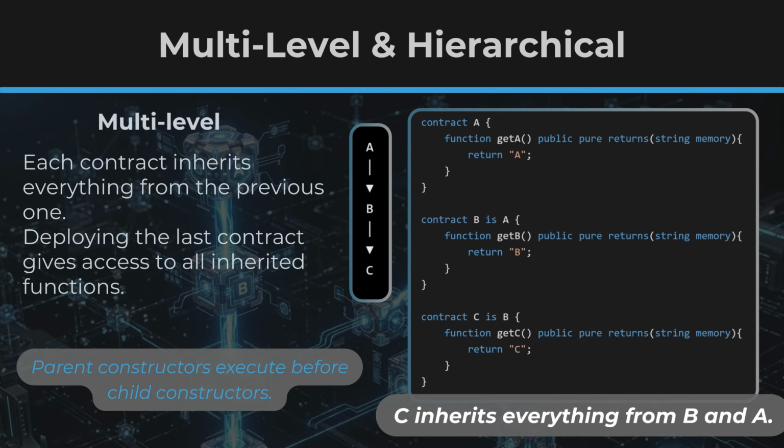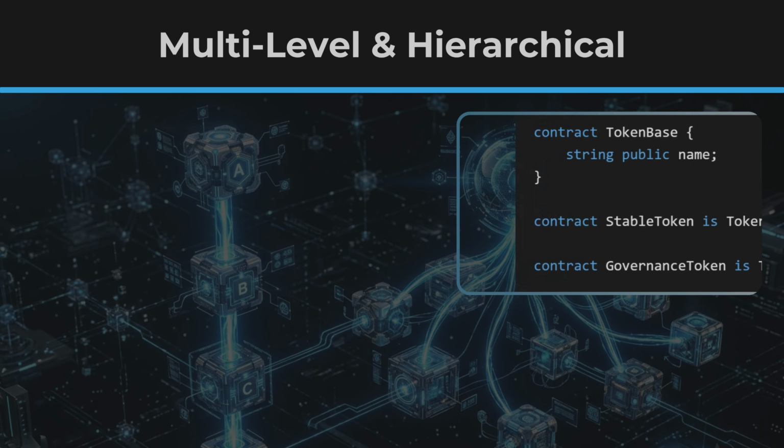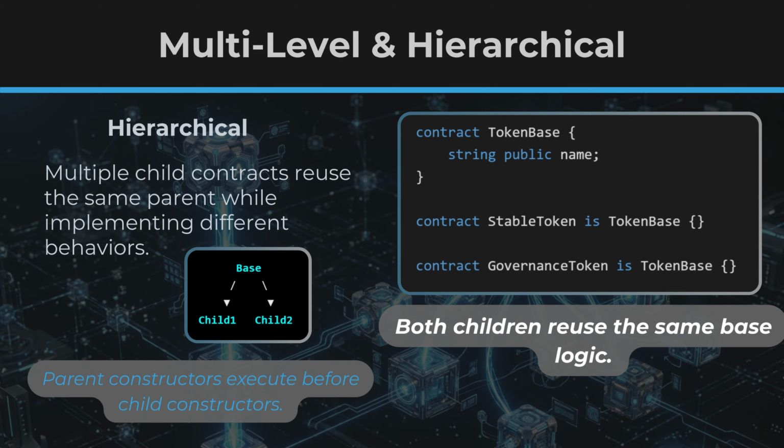In multi-level inheritance, the chain keeps growing. C inherits from B, which already inherited from A. Deploy C, and you can call getA, getB, and getC on the same contract. In hierarchical inheritance, multiple children share one parent. Same shared logic, different extensions. You write the common part once.